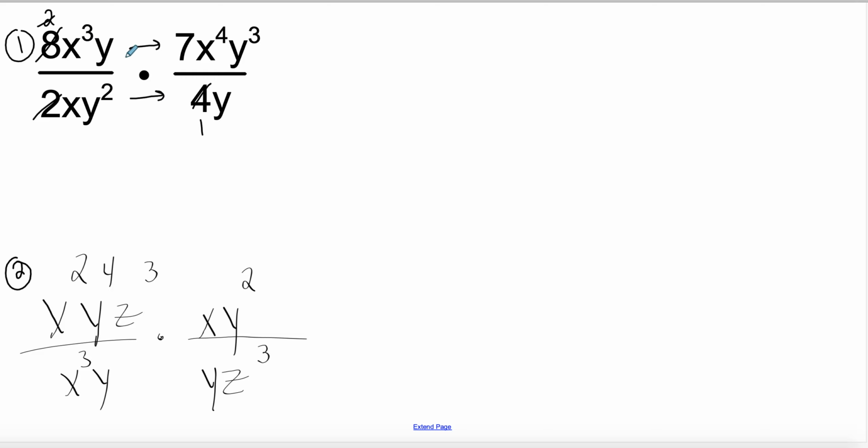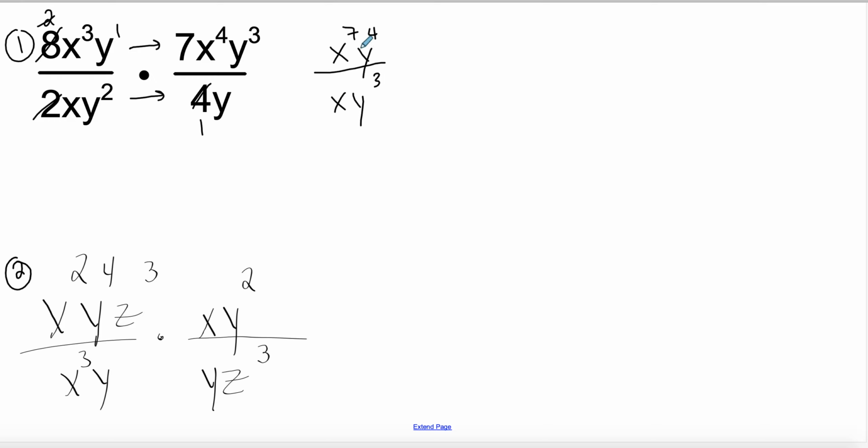Remember what we do when we multiply like variables. So x to the third, x to the fourth, we're going to add those together. We'll have x to the seventh. Okay, that y has an exponent of 1. So we'll have y to the first times y to the third, give me y to the fourth. So those are my exponents. On the bottom, I'll just have an x, y cubed.